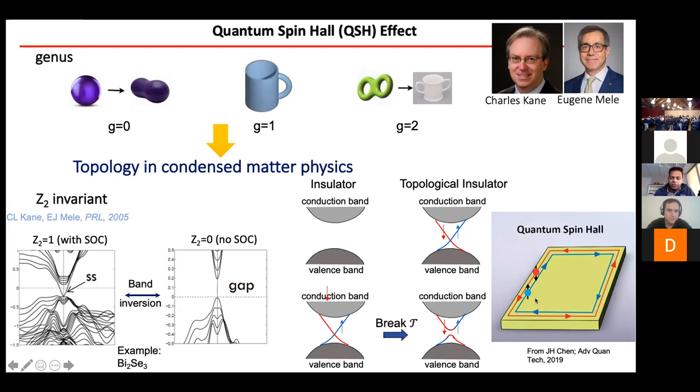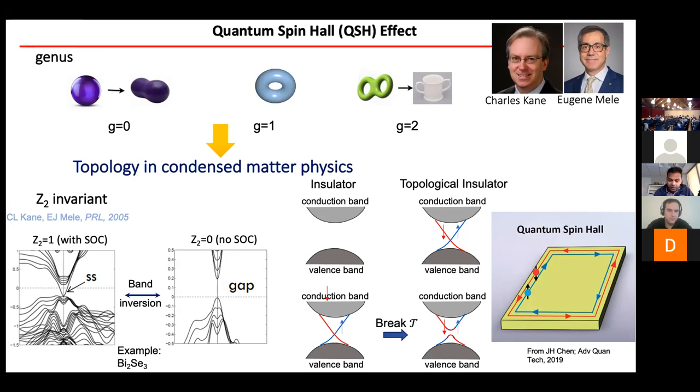So that leads to the formation of these metallic edge states given by a linear Dirac-type dispersion. One way to think of this is that it is basically a quantum Hall effect, but you have two copies of the quantum Hall effect. You have two edge states with spin-momentum locking. Electrons with spin up move in one direction in one channel, and electrons with spin down move in the opposite direction. So you can think of this as two copies of the quantum Hall effect.